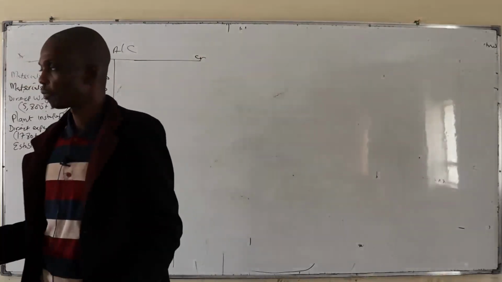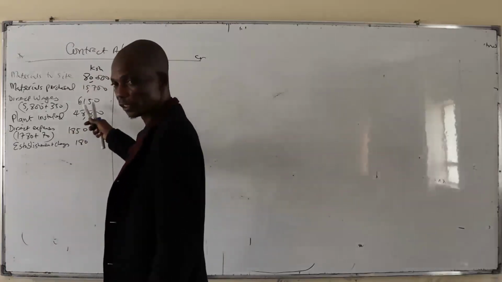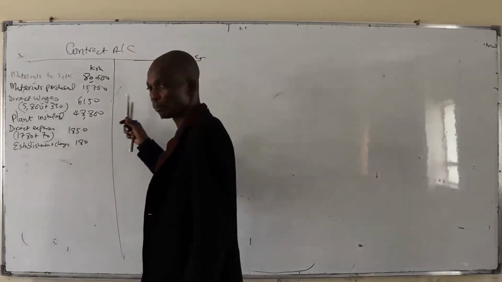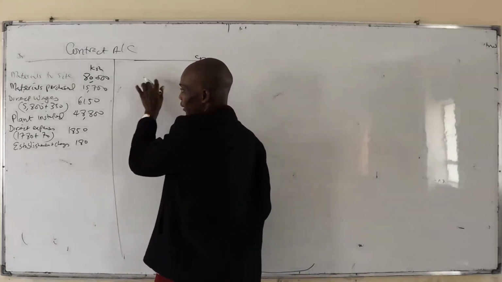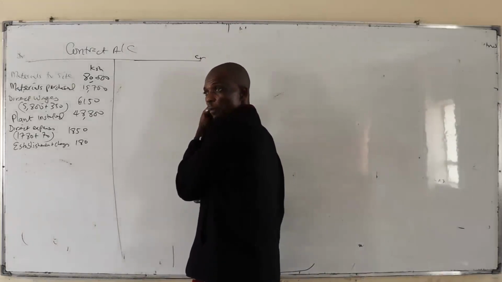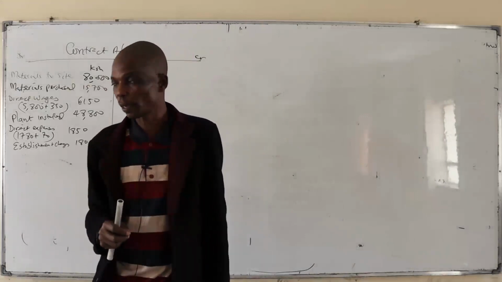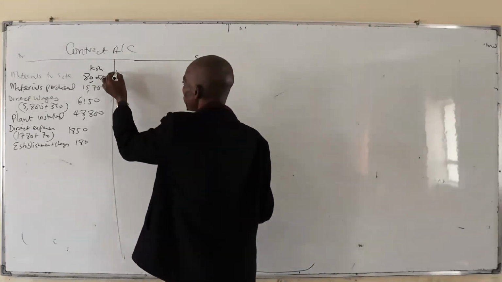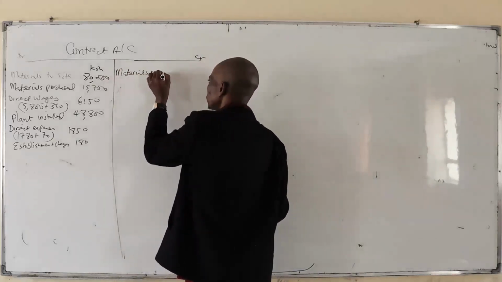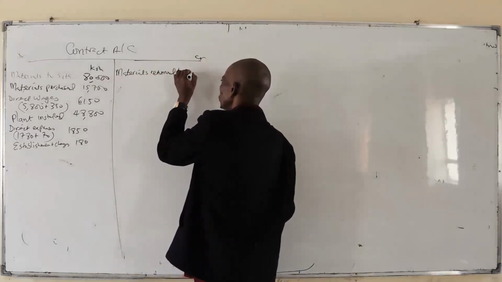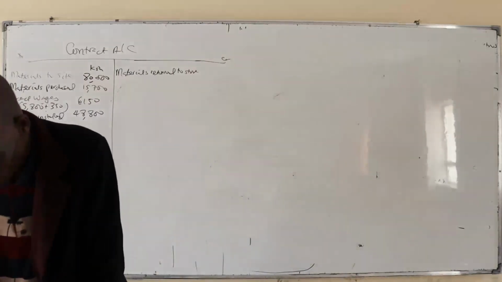Now, if the material is returned, it means it did not benefit this contract, and therefore we remove it. The way we remove it from this contract is by crediting. So any materials returned to store, we credit. By crediting it, we are simply removing it from the materials that were initially taken to site, because such materials are not going to benefit this contract. So we have materials returned to store, and it is 850.